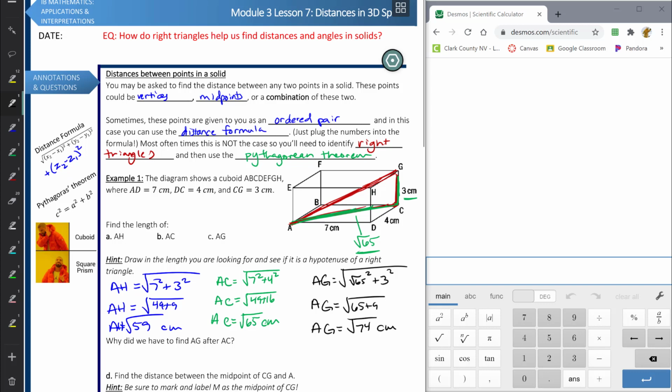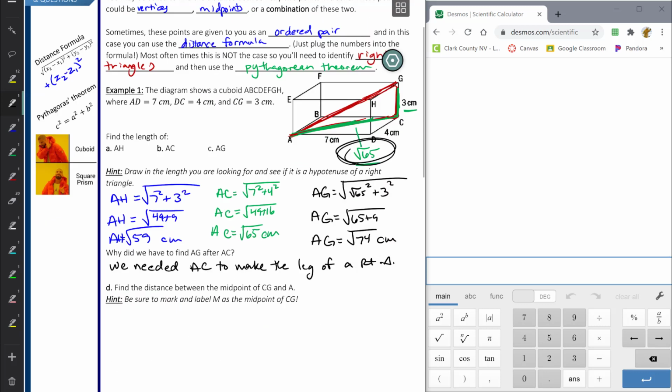And now you found all 3 of those. So again, why did we need to find AG after AC? Why couldn't we have found AG right away? Well, we needed to have that value AC. We needed AC to make a leg of a right triangle, where AG is the hypotenuse.